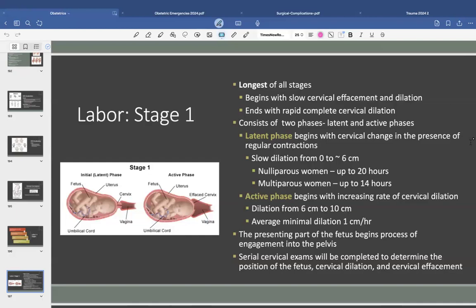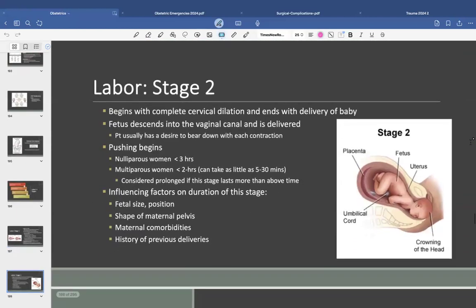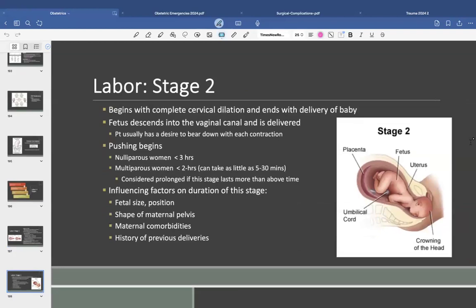Stage 2. Now we are completely dilated, 10 centimeters. We're getting ready to have this baby. The fetus will start to descend into the vaginal canal and is delivered, which is usually when moms feel that desire to bear down. And then you start to push. Okay, we're ready for you to start to push now.